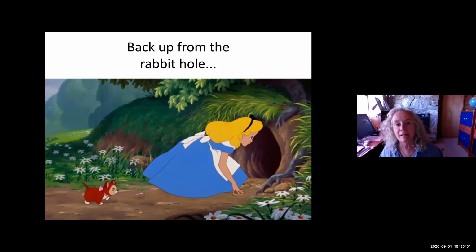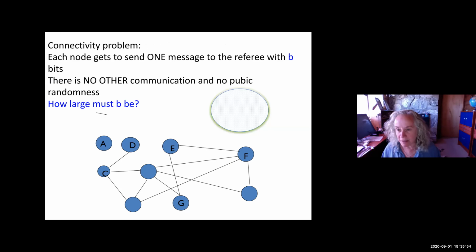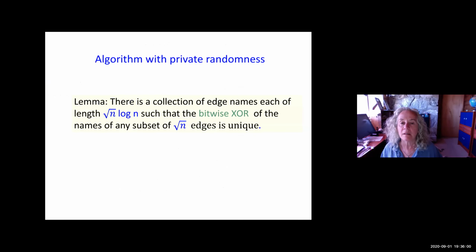So we're back out of the rabbit hole, back to the problem that we started with. How large does B have to be if every node is sending to some referee? Now, it's not hard to see, or to come up with your own collection of edge names of length square root n log n, such that the bitwise XOR of those names of any subset of size square root n is unique. In other words, you can name every edge a name of length square root n log n, and if you take any subset of square root n of these edges, and you take the bitwise XOR of those names, you'll get a unique vector.